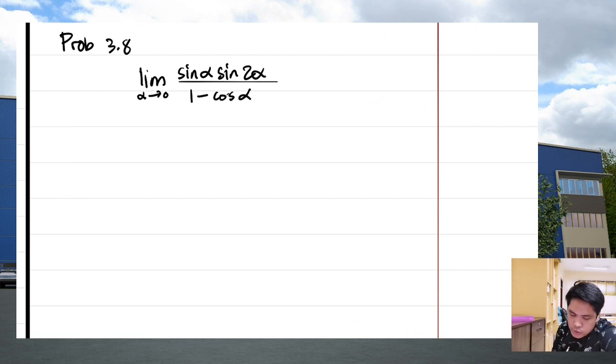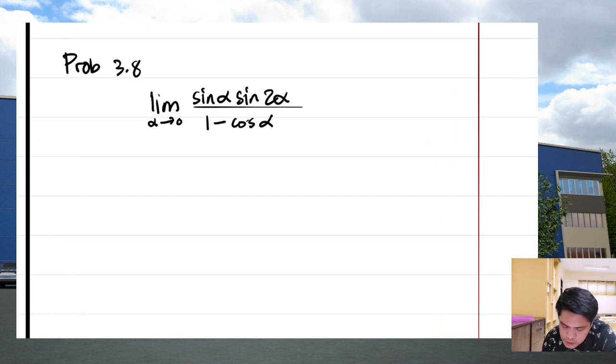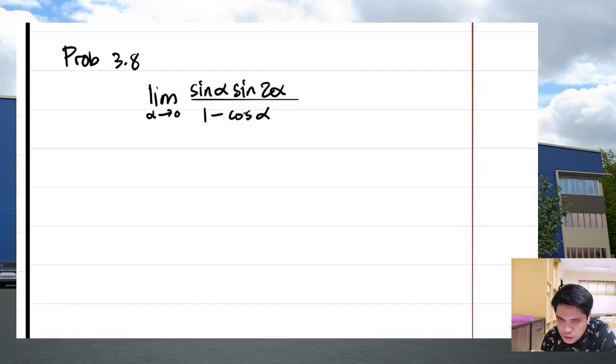Okay, more problems. Problem 3.8. We have the limit of sine alpha times sine 2 alpha over 1 minus cosine alpha as alpha approaches 0. Okay, if alpha is 0, that means this becomes 0, and 1 minus cosine 0 is 0. So 0 over 0 ulit, so it's indeterminate. Okay, so evaluate na lang natin. Of course, the first clue here is the double angle. Para consistent siya, let us change this to its equivalent identity.